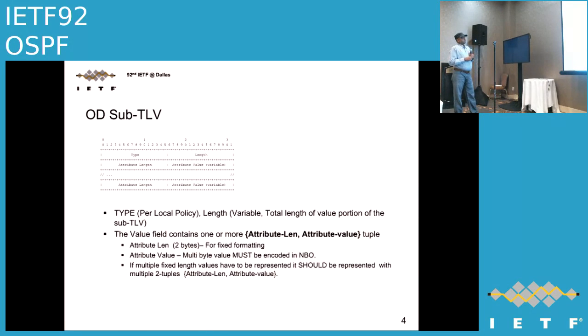So the type in this draft is per local policy, and it's an operator provisioned type, and it can have multiple attributes or a single attribute. The attribute length represents the attribute value, and the attribute value is encoded in network byte order. If multiple fixed length values have to be represented, it should be represented with multiple two-tuples, or it can have another type. Next slide.